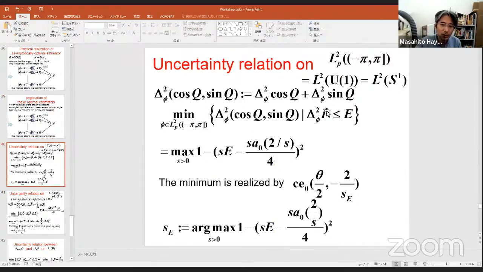Because, for example, in the case of the Robertson case, we consider the uncertainty of this, and this is somehow the variance of Q. Usually, in the case of R, we consider the variance of Q and the variance of P. But now we have U1. U1 is considered as S1. S1 can be considered as a subset of R2. So then we define uncertainty in this way. This is the variance of cosine Q and the variance of sine Q. Okay, so you look at the relation between the variance of the two things. Yeah. Okay, thank you.